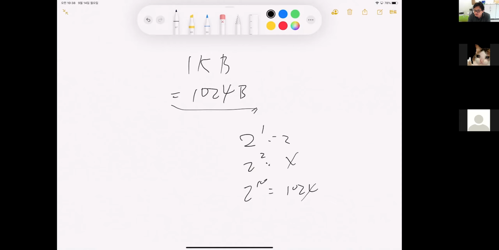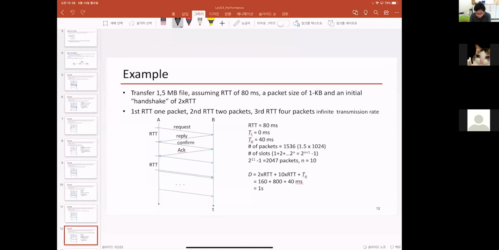Clear? Then why are we using this 1024? It means the number of packets I have to send, because my packet size is 1 kilobyte and my whole file is 1.5 mega. If I divide 1.5 mega by 1 kilobyte, it would be 1000 different in other fields. In the computer science field, it's 1024 different.